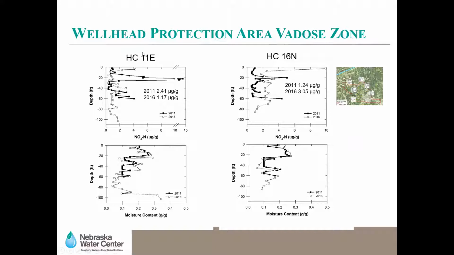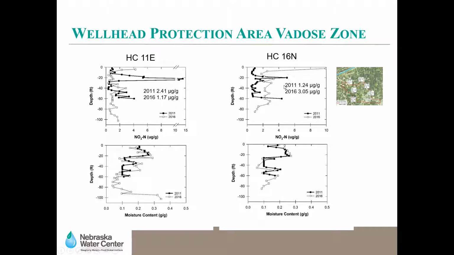So here's looking at those same coring locations at the two different time snapshots, 2011 and 2016. And we can see for this HC11, there was a big slug of nitrate concentration at about 20 to 22 feet. And when we cored that same location again in 2016, it had disappeared. So that might be kind of surprising. You wouldn't think that nitrate would move that fast, but it actually had traveled all the way down below the 60-foot limit of that particular core sample when it was collected in 2011.